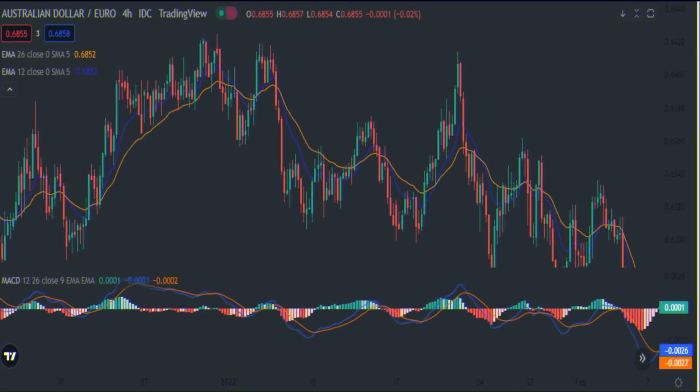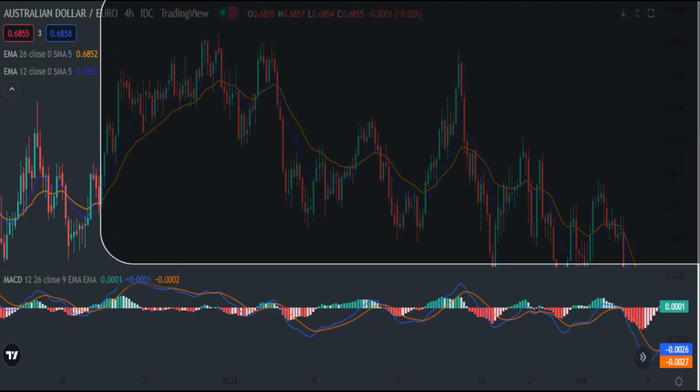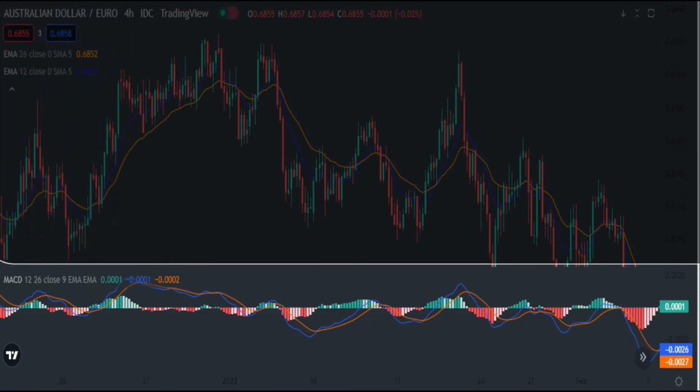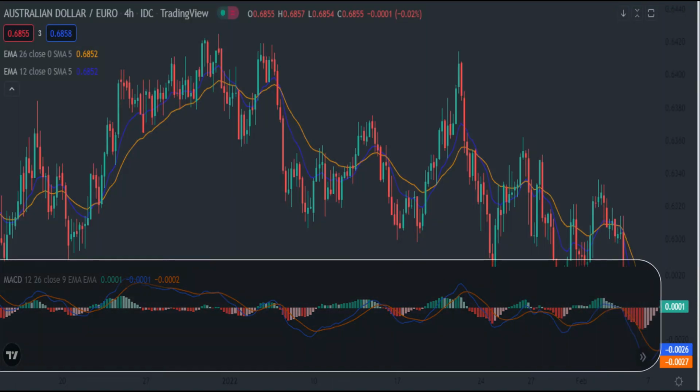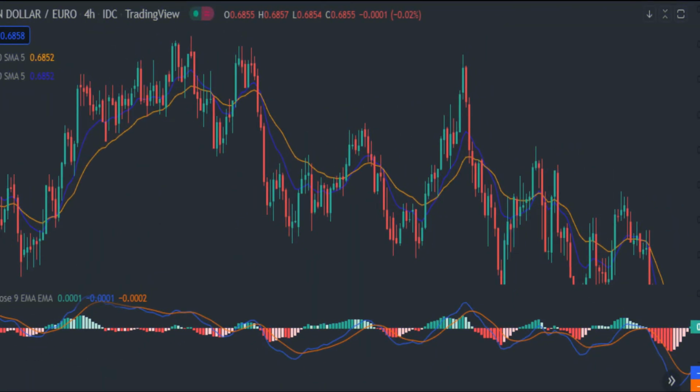Now let's see how this MACD indicator works. Have a look at this chart. Here the top part of the chart contains a 12-period and a 26-period exponential moving average. The bottom part contains the MACD line, signal line, and the histogram with the zero level incorporated into it. Meanwhile, you have to understand three key elements of MACD.